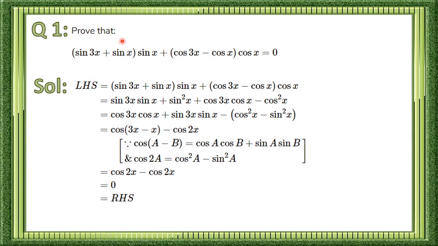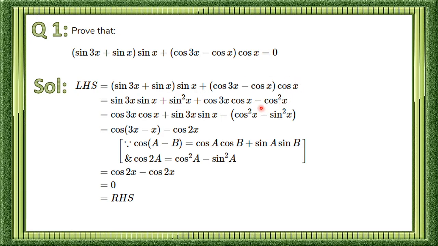Now let's discuss few questions. Question number 1, prove that (sin 3x plus sin x) into sin x plus (cos 3x minus cos x) into cos x is equal to 0. First of all, let's open the brackets. Simply we are opening the brackets. And then what are we doing?